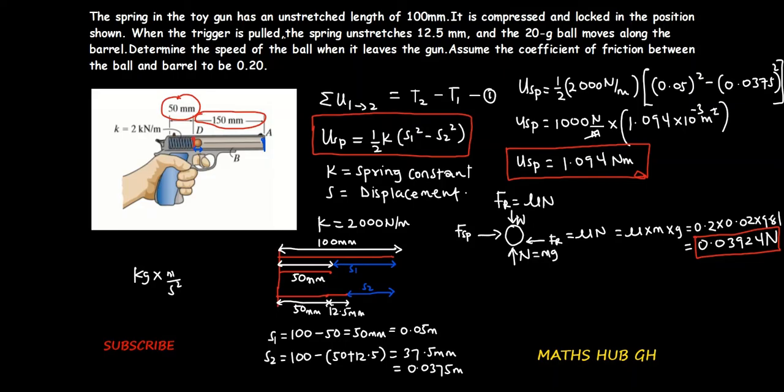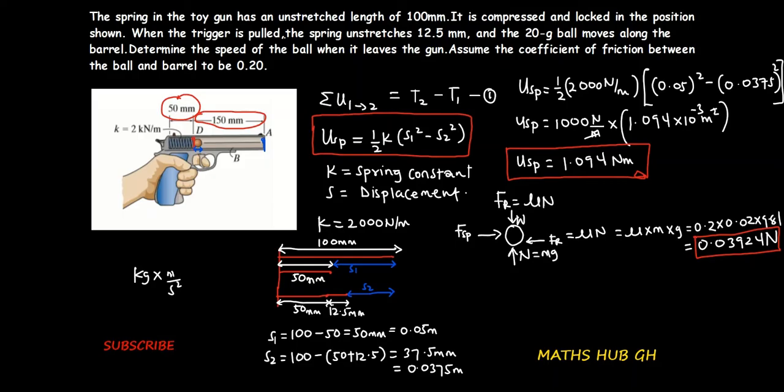And so far as the ball starts moving from that point, there's going to be frictional force throughout the 150 millimeters. All this means is that frictional force will start acting from the point the ball started moving till it leaves the gun. So the frictional force will act through a distance of 150 millimeters. To find the work done by the frictional force, you have to multiply the frictional force by the total distance traveled by the ball before leaving the barrel.